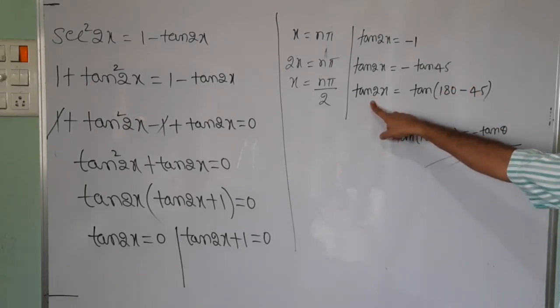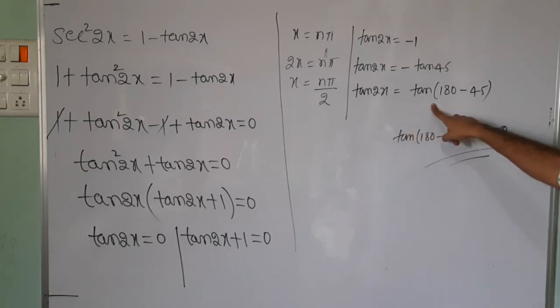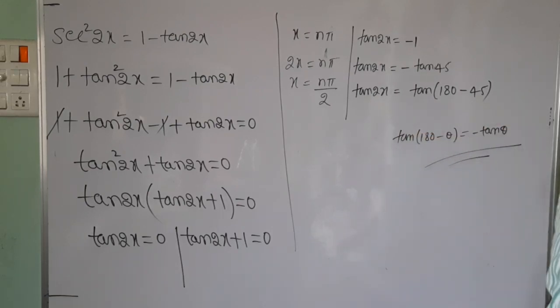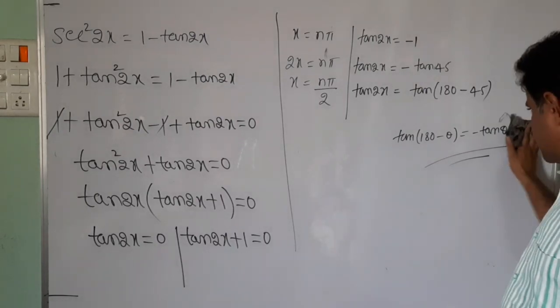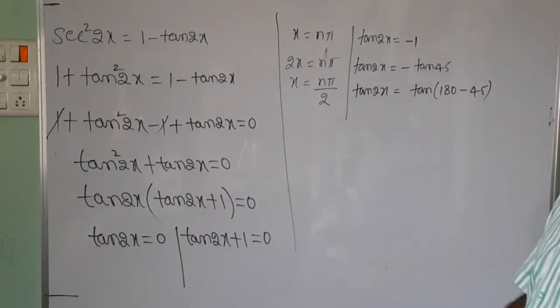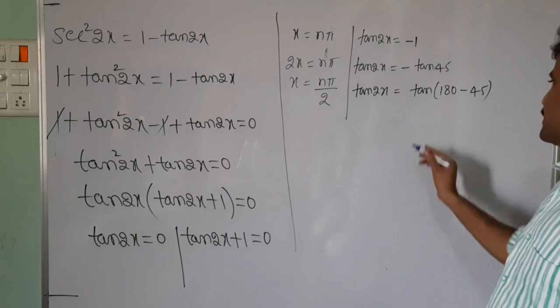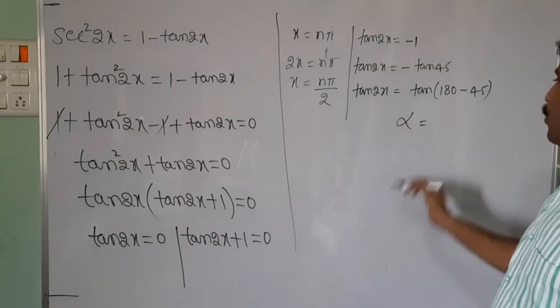Then this is in the form of tan x is equal to tan alpha. Now which form did we get? Tan x is equal to tan alpha. Therefore alpha is equal to how much degree? Alpha is equal to how much? 180 minus 45.